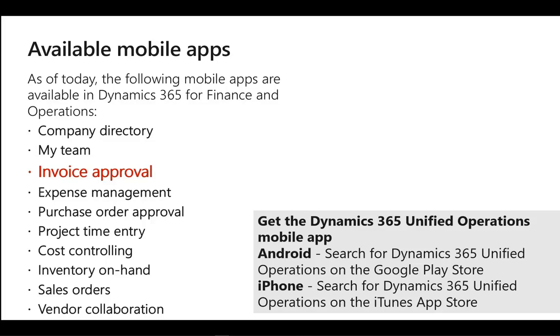Invoice approval, which provides a listing of invoices that have been assigned to us through the vendor invoice header workflow process. Expense management. We can use that to capture and upload a receipt so that we can attach it to our expense report later in Dynamics 365 Finance and Operations. The mobile workspace allows us to quickly create an expense line by using attached receipts.